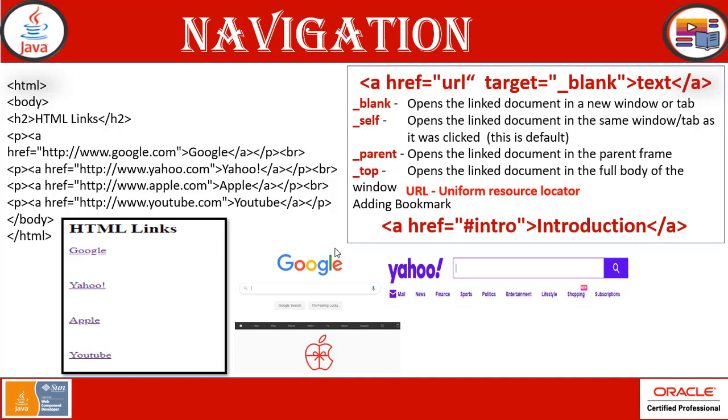Navigation means when we link one page to another page. Click on one page and go to the next page. For example, you have Google or Yahoo. When you go to the yahoo.com site, you will see so many options, so many menus displayed like this. When you click on mail, that will open the Yahoo mail page. When you click on news, that will open the Yahoo news page. So this is how we can navigate.